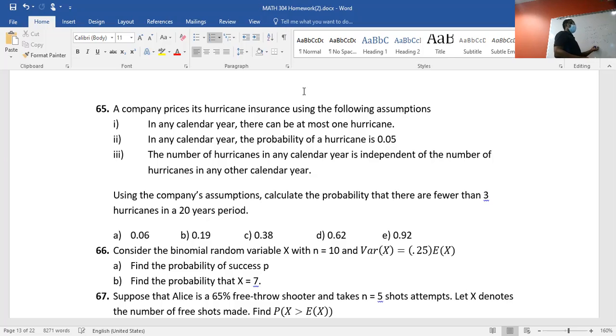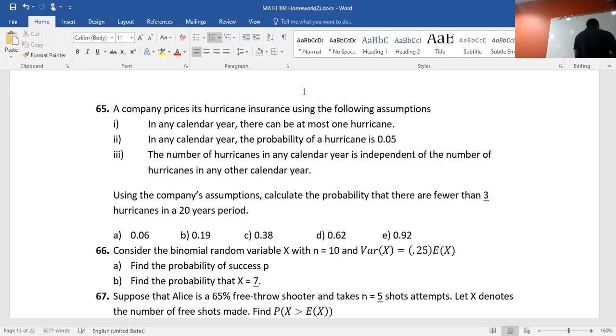You can use your calculator. You can use the binomial distribution formula. P of x equals nCx p^x q^(n minus x). This will take a longer time. Here you will have P of 0 equals 20C0. You don't really need to write this. P of 0 will be 0.95 raised to the power 20.